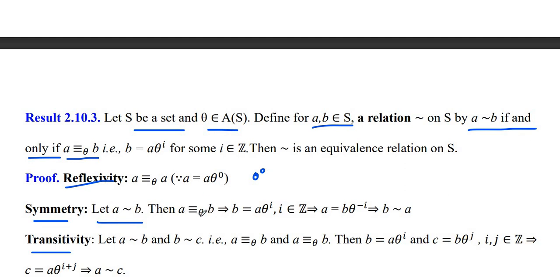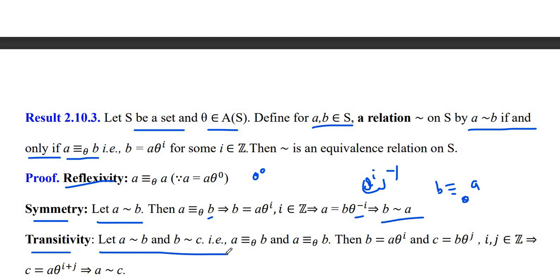And for symmetry, take A to be related to B. That is, A is congruent to B with respect to theta, which means B is the image of A under some theta power i for some integer i. Now this is rewritten in this way. You are applying theta power i inverse, which is nothing but this, on both sides. So you have this. That in turn gives B is congruent to A with respect to theta. So you have B related to A.